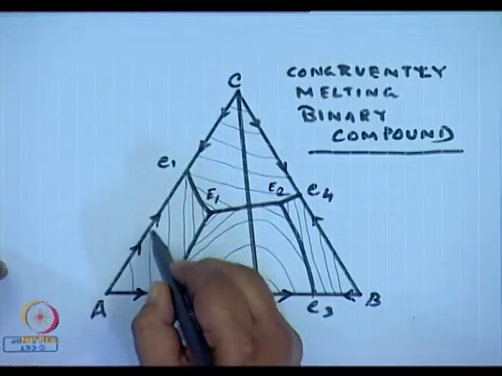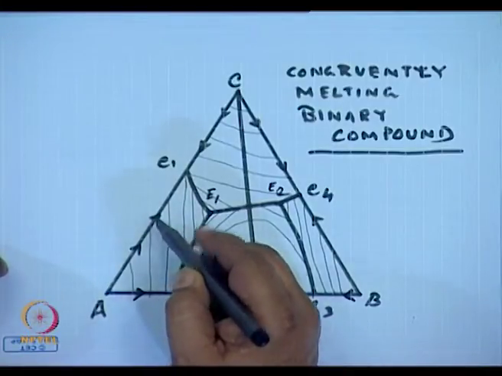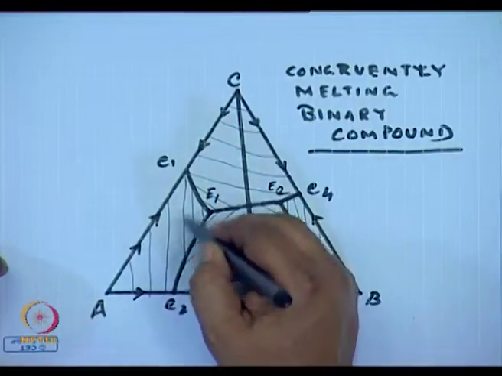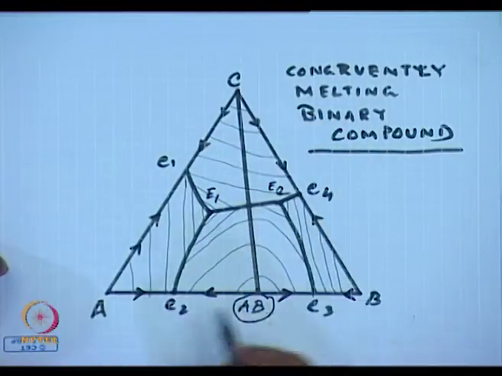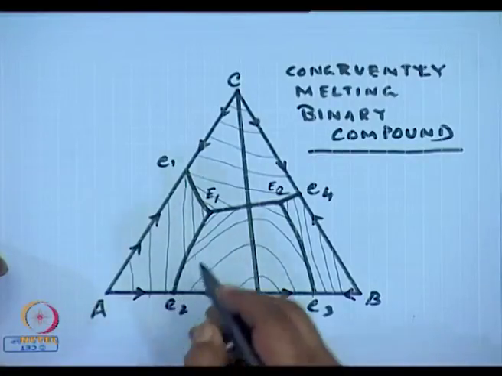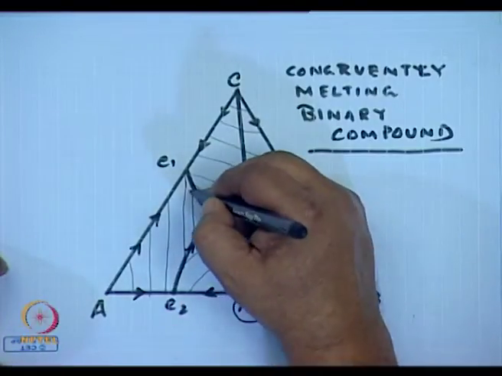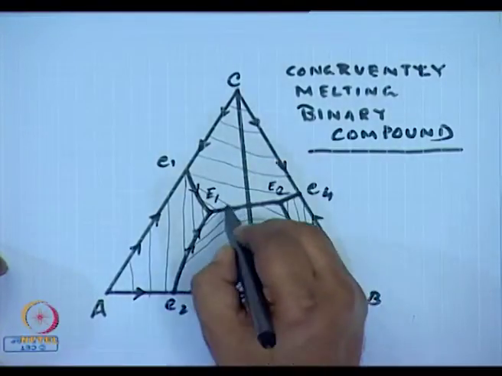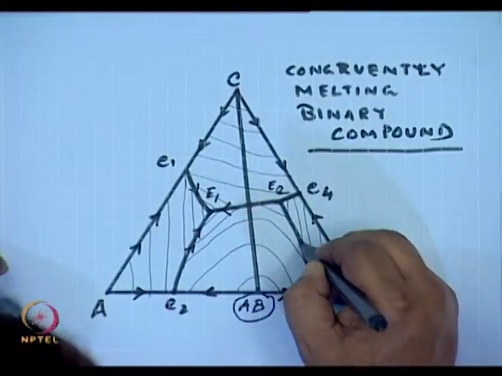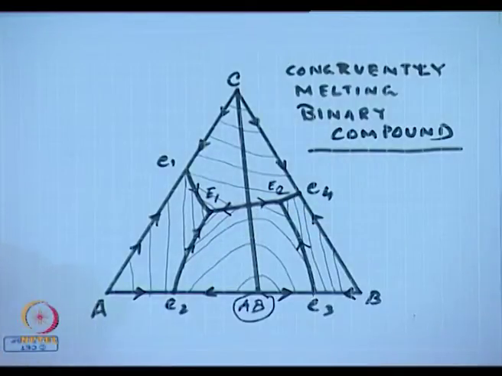The arrows which are shown are the directions of the falling temperatures. These are the isothermal lines. All of these are isothermal lines, and the arrows indicate the direction of falling temperature. Obviously, what I have not drawn over here, this is also the direction of falling temperature. This is the direction of falling temperature, and this is the direction of falling temperature.